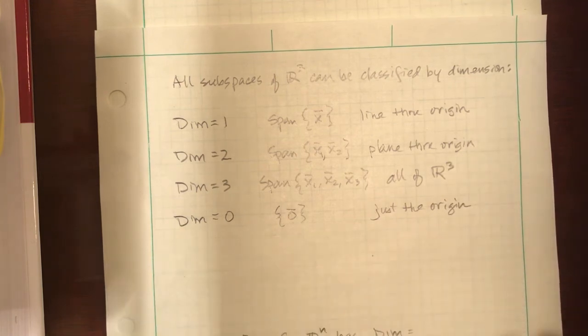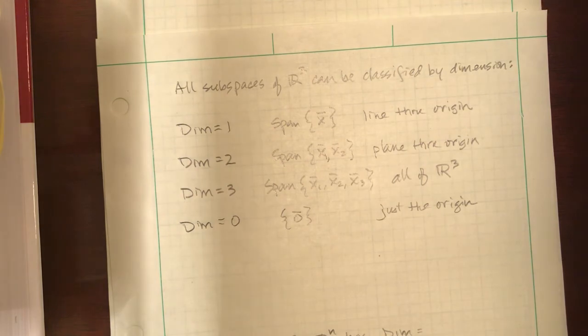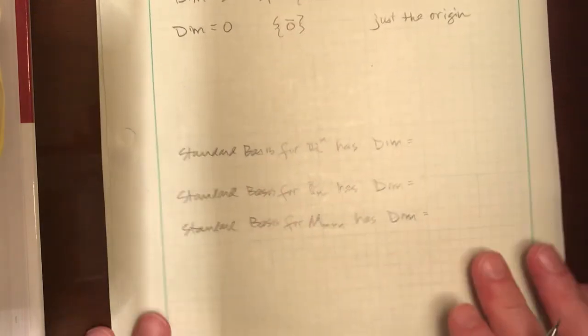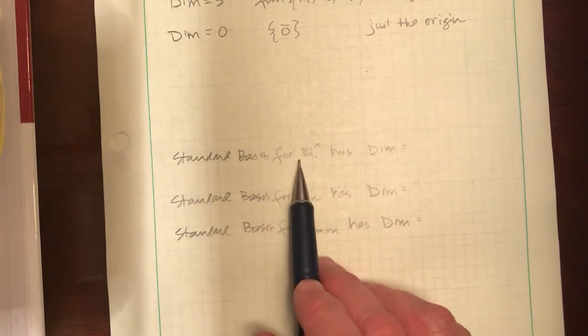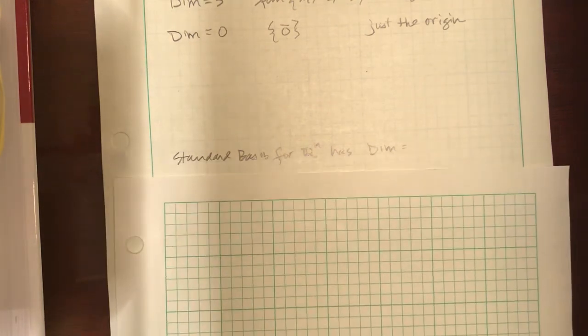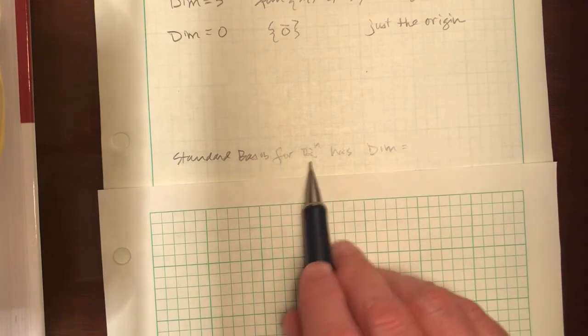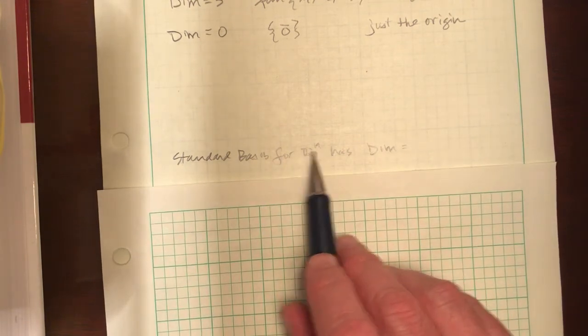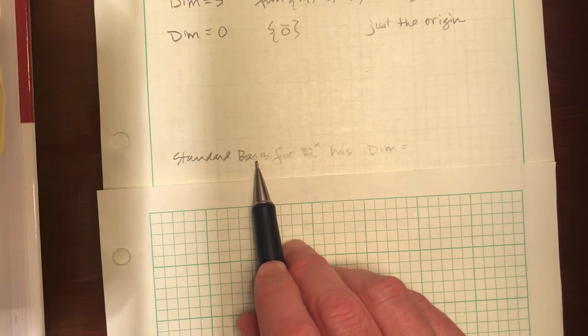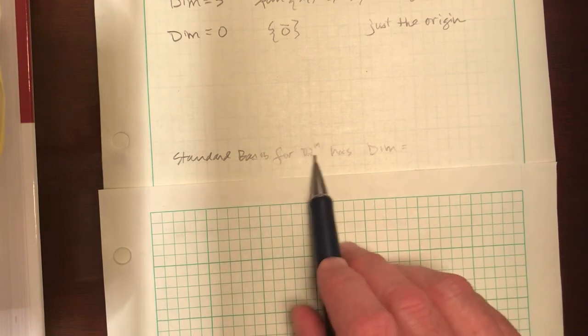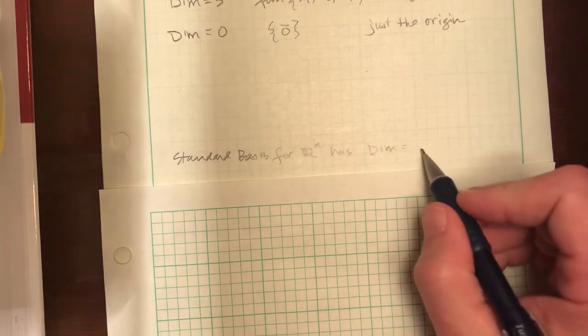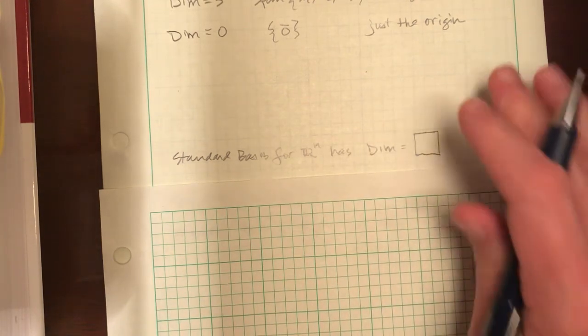All right. So the final one I want you to think about, a bit of a challenge here. Think of the standard basis for Rn. We're talking about the cleanest basis you could come up with, like (1,0) and (0,1) for R2. So if you had a standard basis for any R space, what would its dimension be? I'll come back to that.